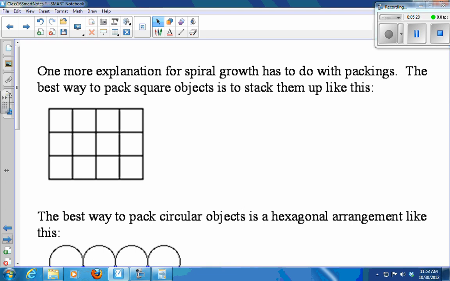So he started to explain it, but I thought he was a little vague. So I did a little more research to try to figure out why we get these spirals. It has to do with packings, the most efficient way to pack things in a given space.